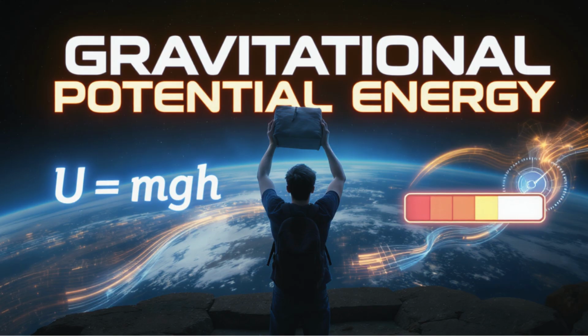Measured in joules, physics is the game. Yeah, mass multiplied by gravity's acceleration times height gives you the calculation. The formula clear, let's keep it straight. U equals M times G times H. Gravitational potential energy.